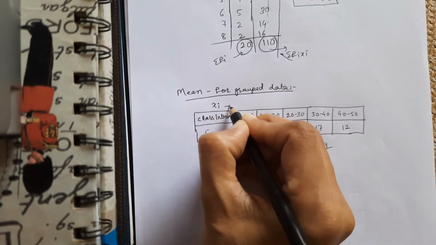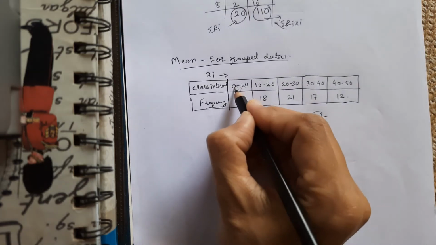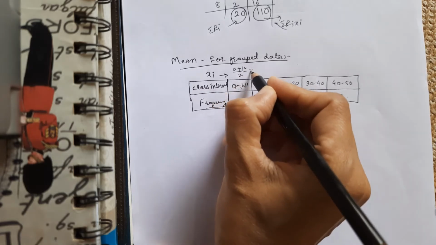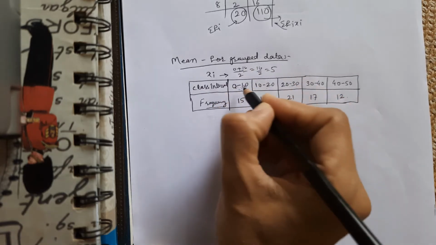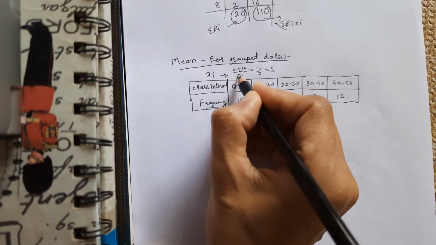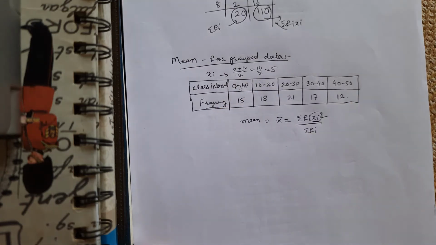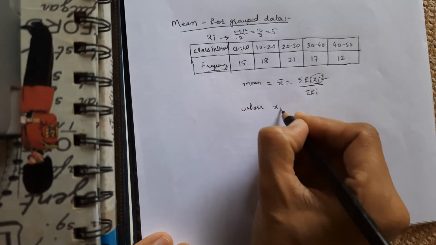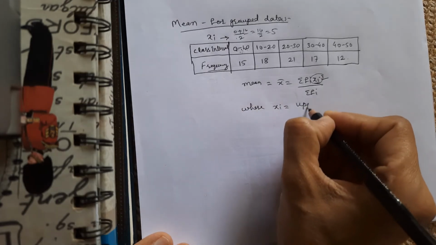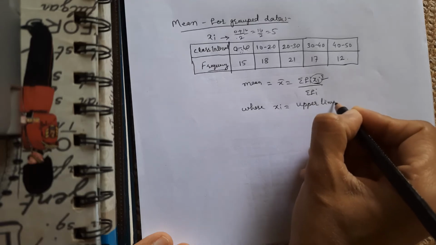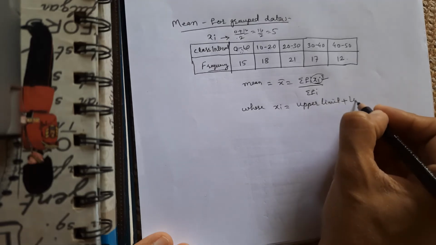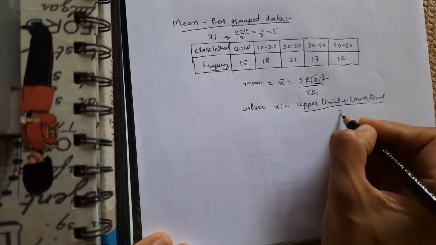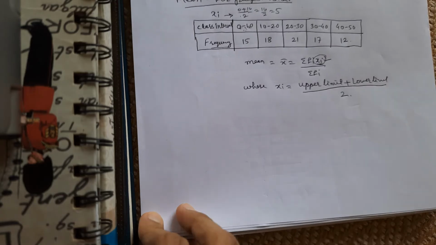So xi we are going to find here. So this will be 0 plus 10 divided by 2, which is 10 divided by 2, that is 5. So my xi for this class will be 5. Right? So I am just writing a formula here. Xi is upper limit of class plus lower limit of class divided by 2, right?